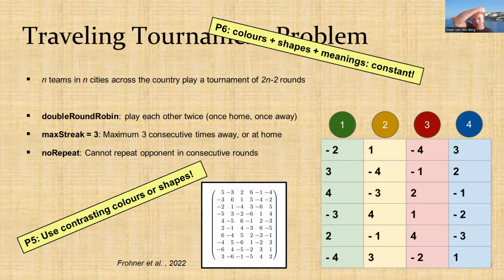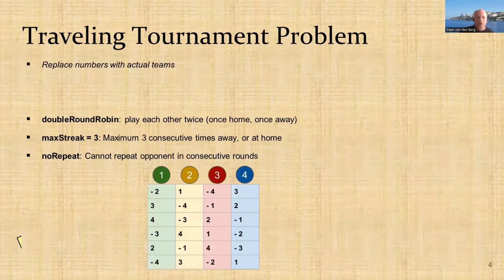And then there's another principle, P6, which is very important to me. If team 1 is green in figure 1 and you use team 1 again in figure 4, it is still green. The colors and the shapes and the meanings of your visual elements should be constant throughout your paper. Don't change them because it's confusing. Lower the cognitive load.